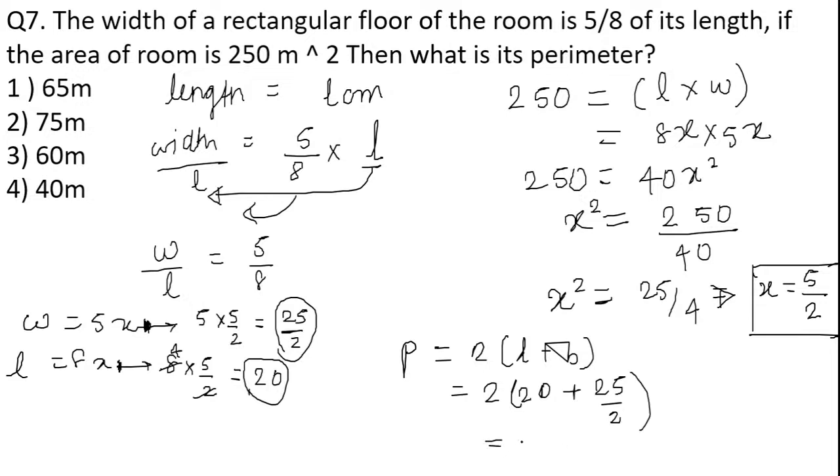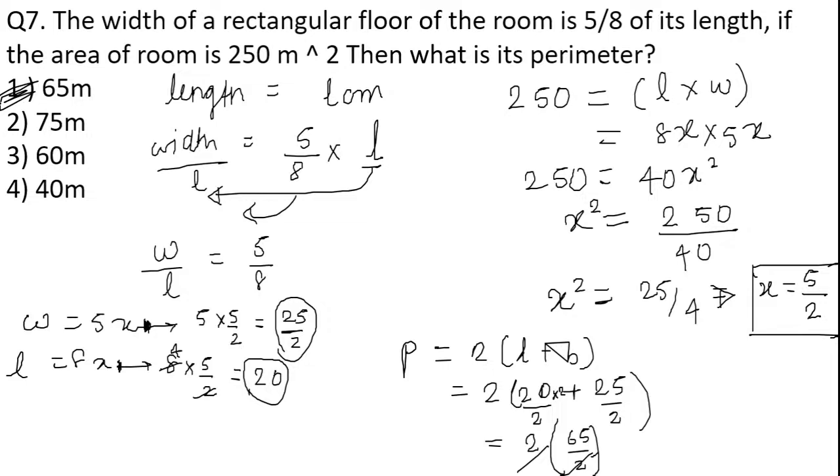Taking the LCM, I'll get 65 by 2. How come? I have simply multiplied 2 in the denominator as well as in the numerator. So I'll get 40 by 2 plus 25 by 2, that is equal to 65 by 2. 2 into 65 by 2 will give me 65 meters. That is option A, the perimeter of the given rectangular floor.